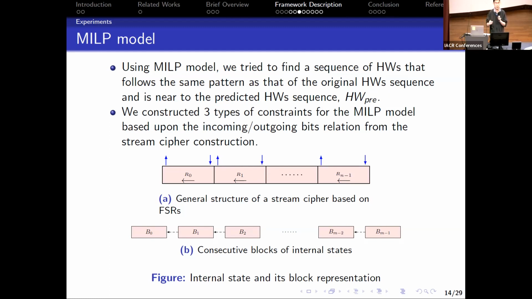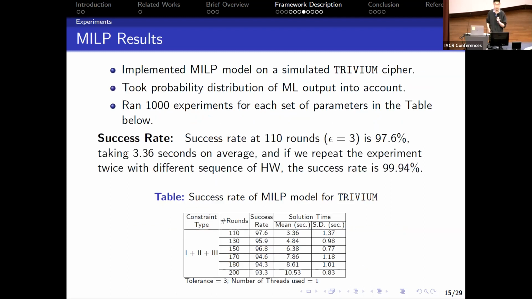So basically, it's based on the microcontroller. In this case, it has a 32-bit register. So the function update also has some relation. In this case, we combine them into 3 types of constraint, and then we fit this to the MLP to solve. We have implemented it on Trivium, and we ran 1,000 experiments. The success rate is shown on the figure below.